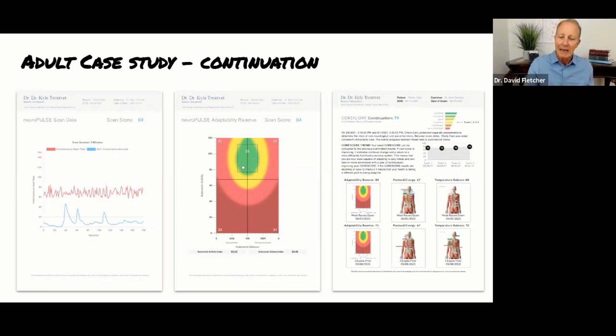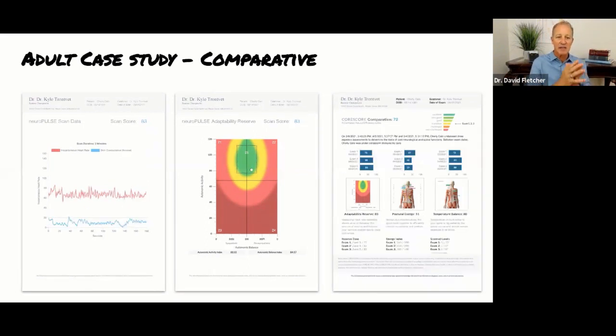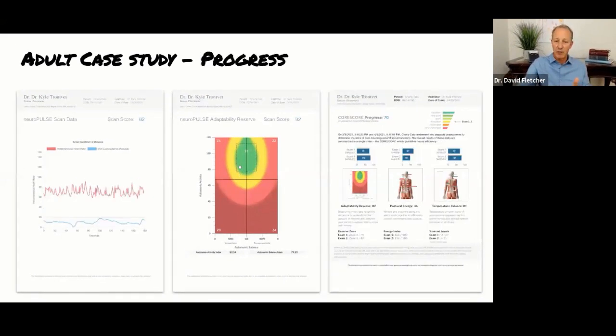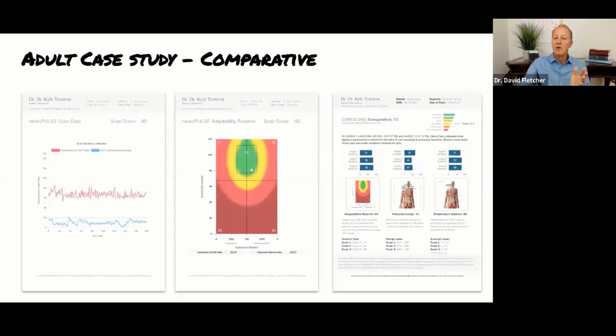So let's go back into the progress, because we can learn a lot on this. Pardon me, this is the comparative. I apologize, I jumped from that. Let me go through it again. This is initial, watch the green zone. This is the ability for us to go in a progress. We move in the same green zone in comparative, and finally in continuation, we stay there, but we want to make sure that that data is there. Let's dwell on this one for a moment in comparative.